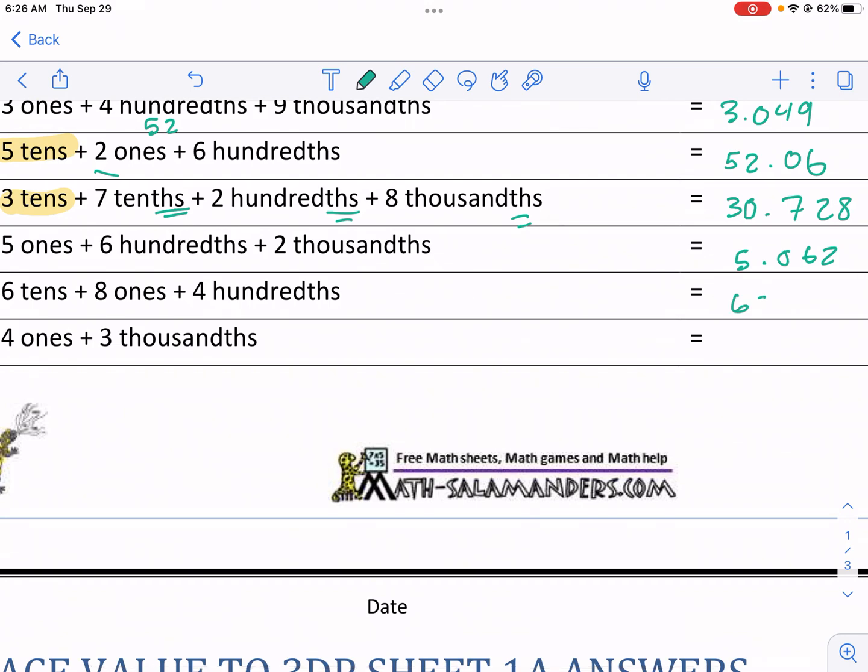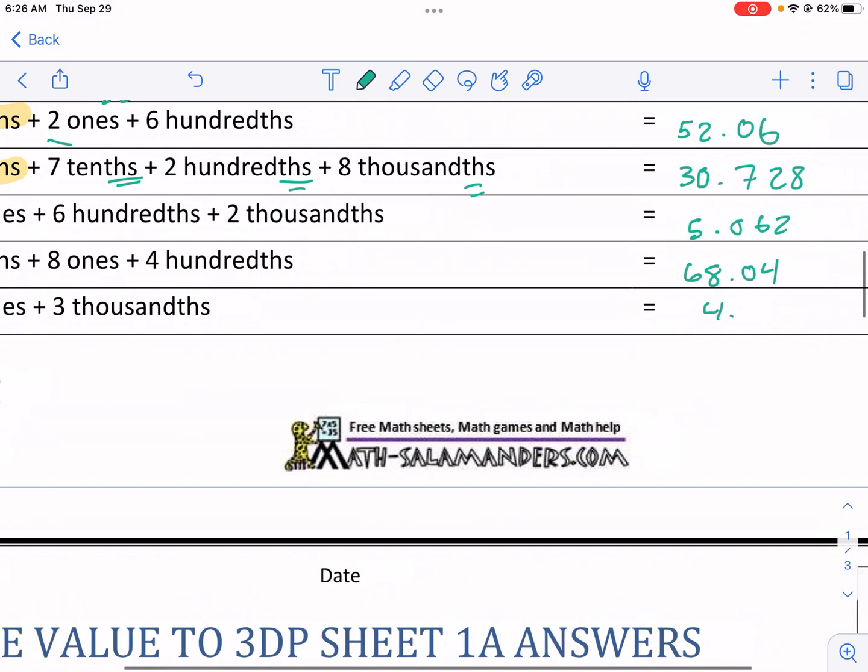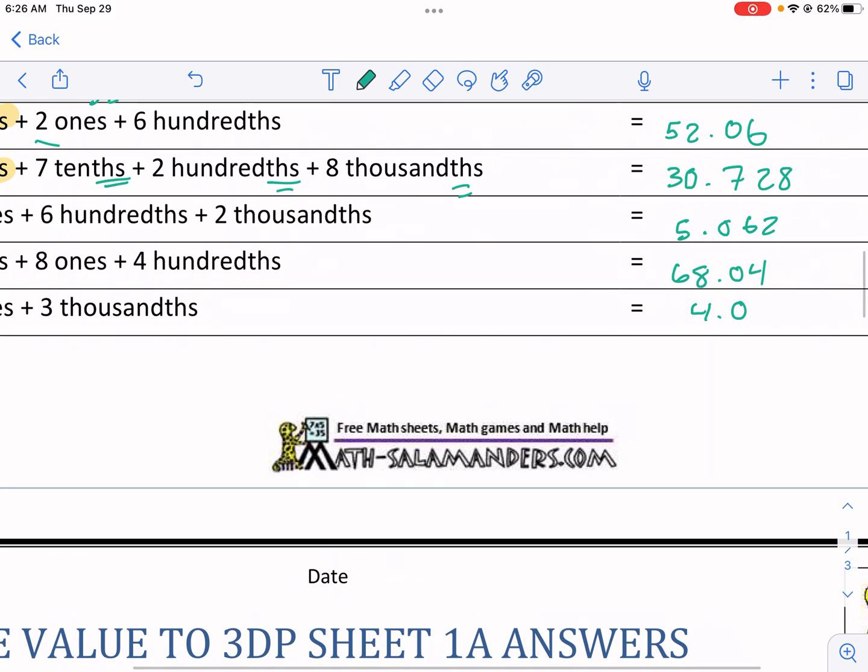6 tens, 8 ones, 4 hundredths. And then the last one, we have 4 ones and 3 thousandths. So we need a 0 for the tenths and the hundredths before we get to the thousandths.